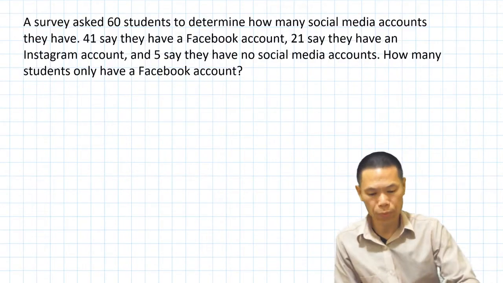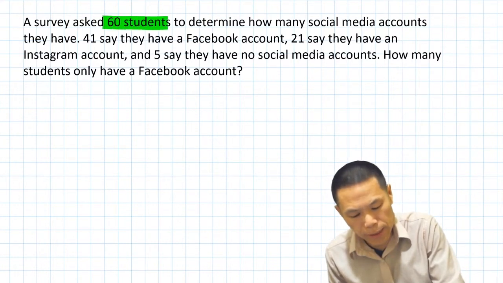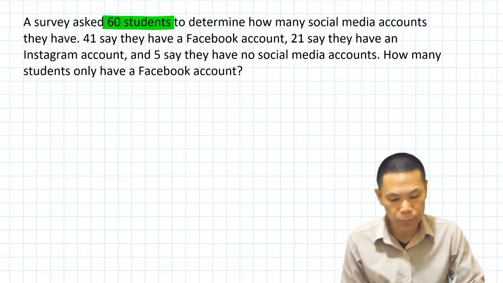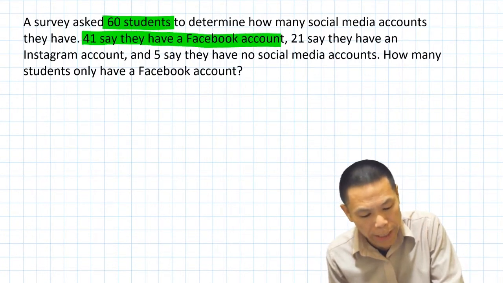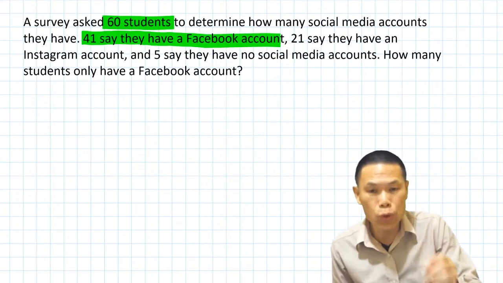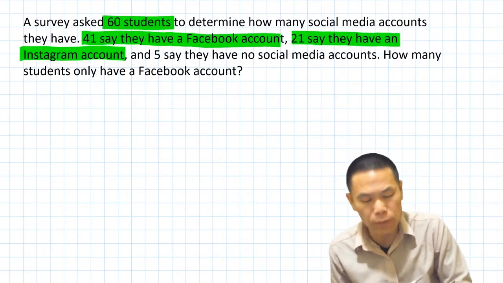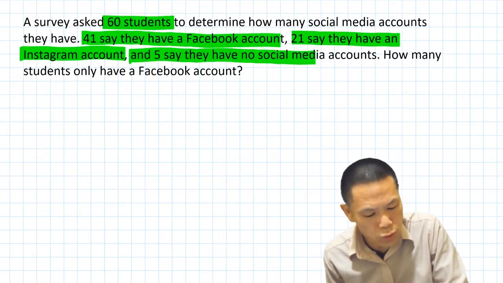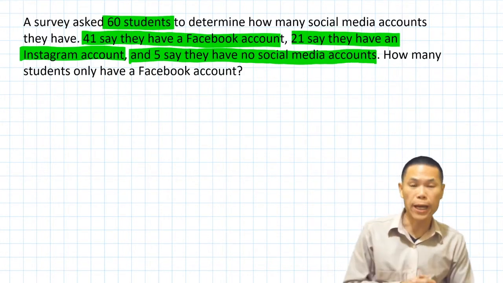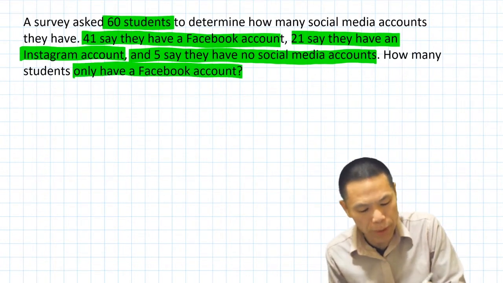First one. So first of all, we know there are 60 students altogether. And 41 of them say they have a Facebook account. And then 21 of them say they have an Instagram account. And 5 say they have no social media account at all. Okay? So how many students only have a Facebook account?